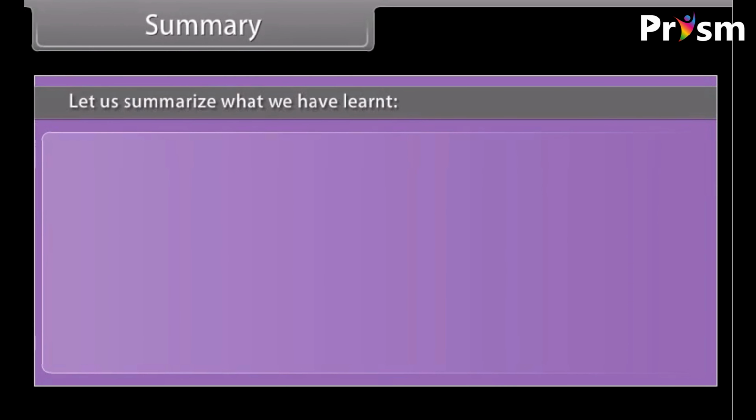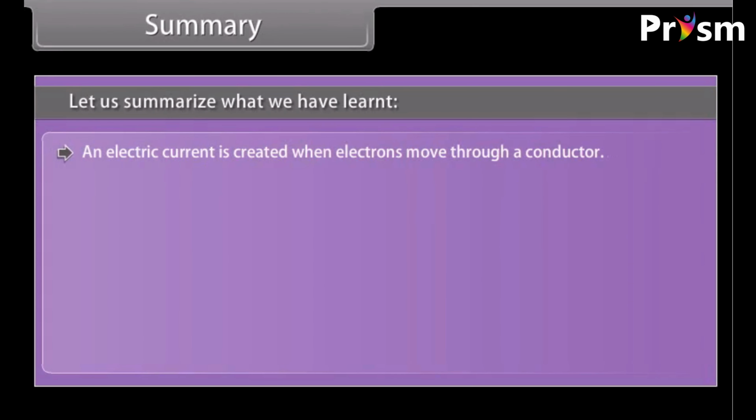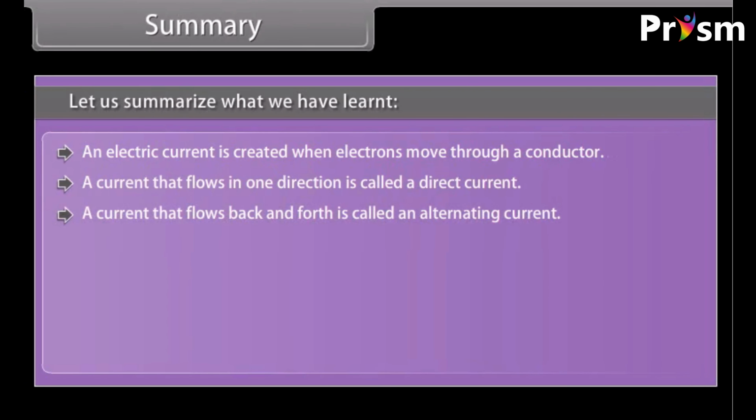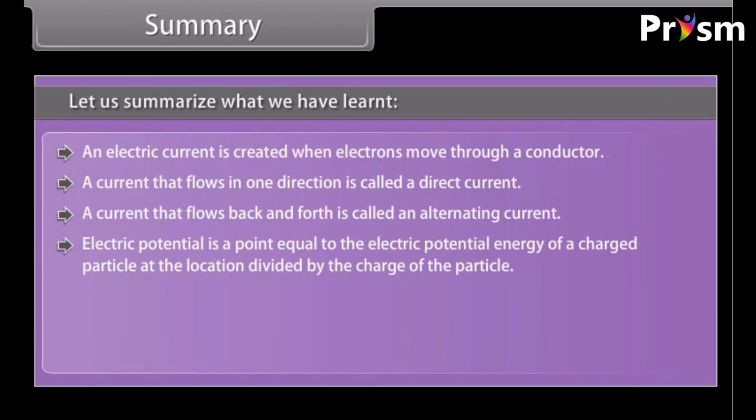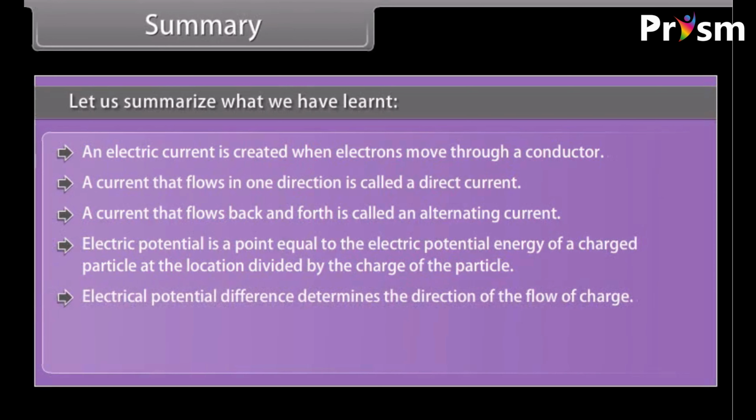Summary. Let us summarize what we have learnt. An electric current is created when electrons move through a conductor. A current that flows in one direction is called a direct current. A current that flows back and forth is called an alternating current. Electric potential at a point is equal to the electric potential energy of a charged particle at the location divided by the charge of the particle. Electric potential difference determines the direction of the flow of charge.